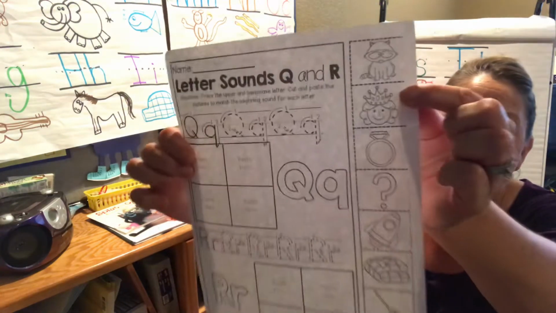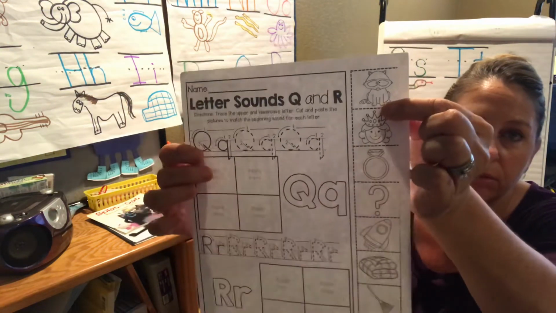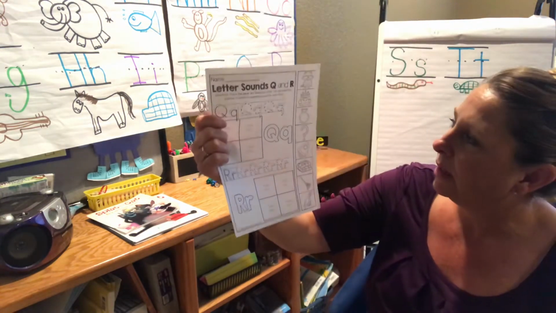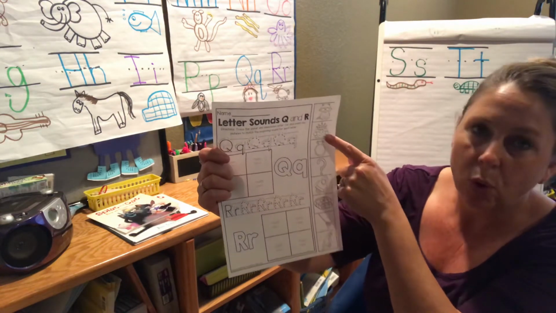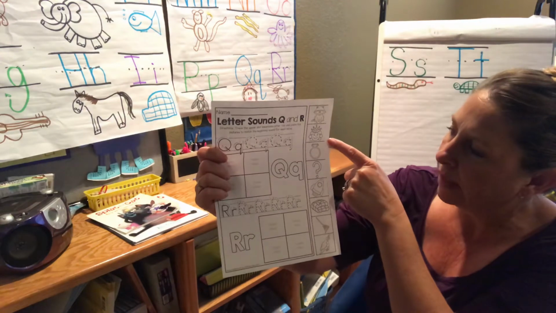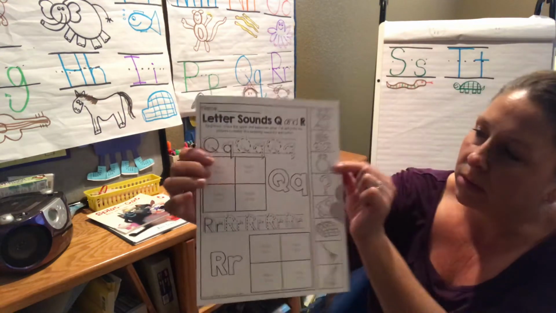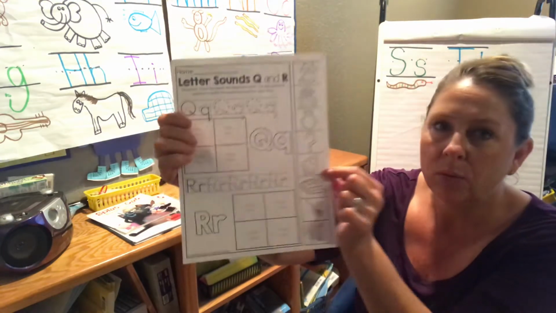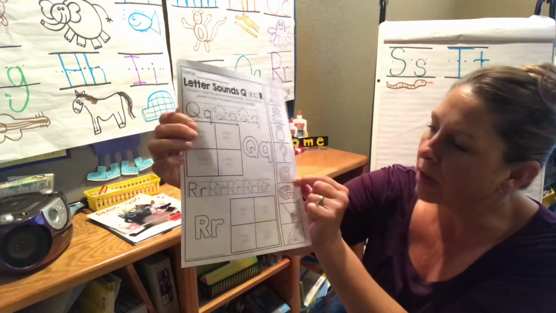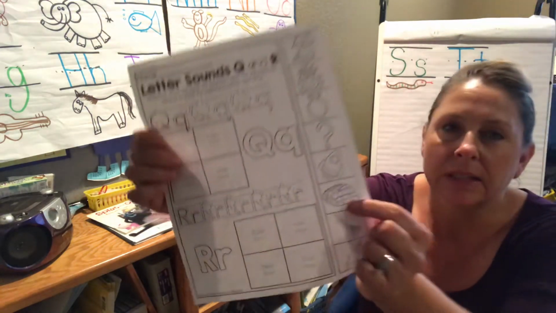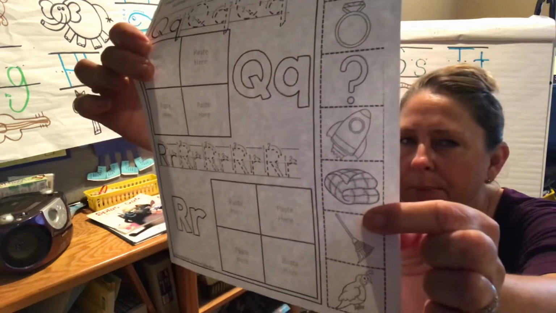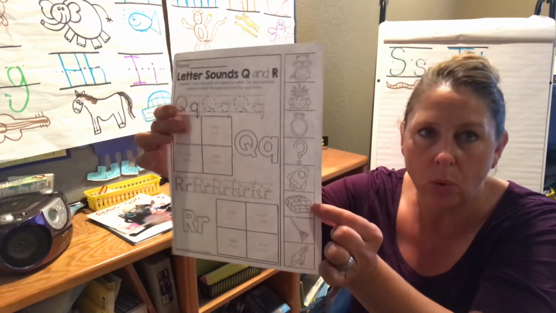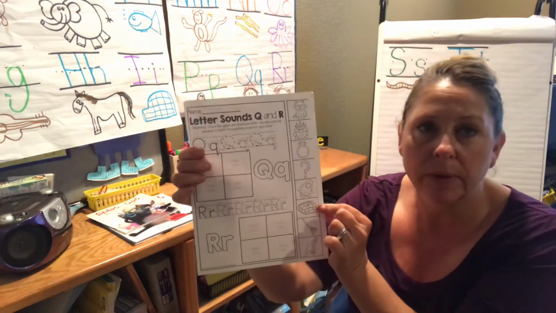So this is a rrr, raccoon. Raccoon starts with an R, so raccoon will come down here in the R box, okay? So we have rrr, raccoon, we have qua, qua, queen. We have rrr, ring. We have qua, qua, question mark. We have rocket. We have, oh, this one's a tough one. Some people look at this and they say, oh, that looks like a blanket, but it's not. This is a qua, qua, quilt.